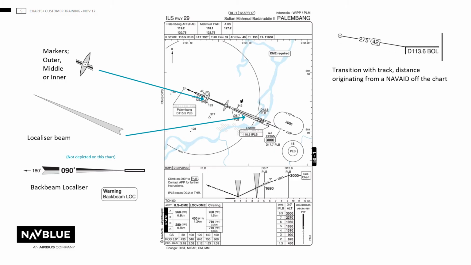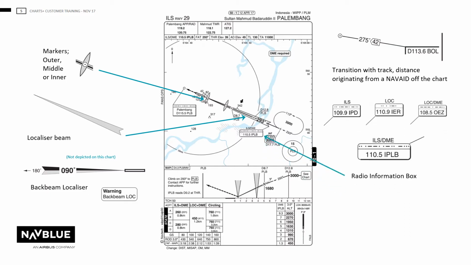A nav aid outside of the chart frame. The localizer information box. The wording ILS DME or LOC DME on top of the box when the DME function is calibrated to threshold or touchdown point. If DME function is not calibrated to the threshold touchdown point, use the wording ILS or LOC and a separate DME box will be shown at the correct position in the plan view. Radials and bearings from or to a nav aid.